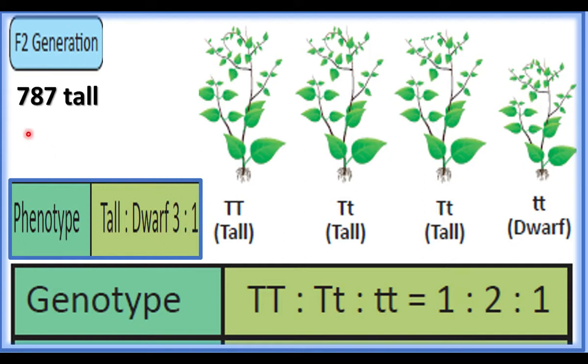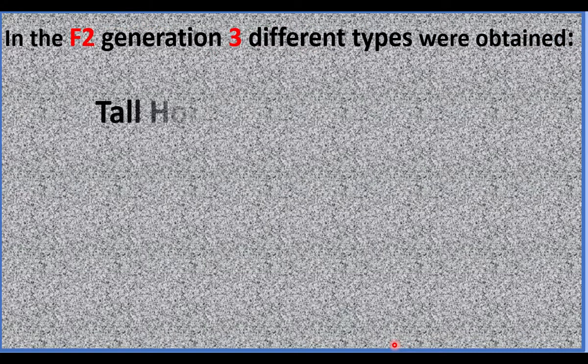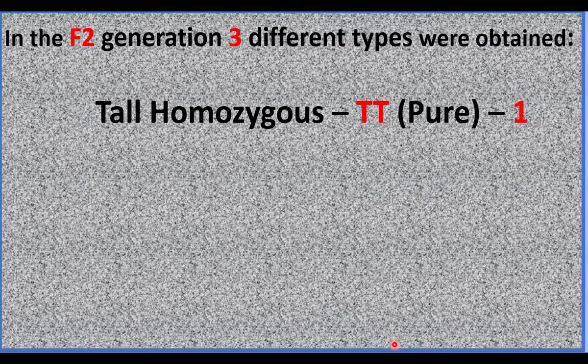He obtained 787 tall plants and 277 dwarf plants. The phenotypic ratio is 3:1, genotypic ratio 1:2:1. In the F2 generation, 3 different types were obtained. Tall homozygous, capital T capital T, 1, that is pure plant. Both the alleles are same, that is pure.